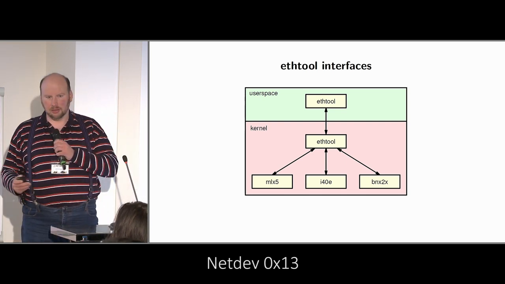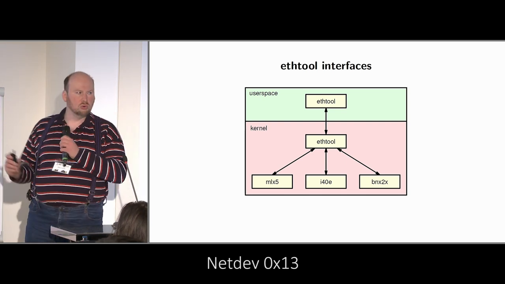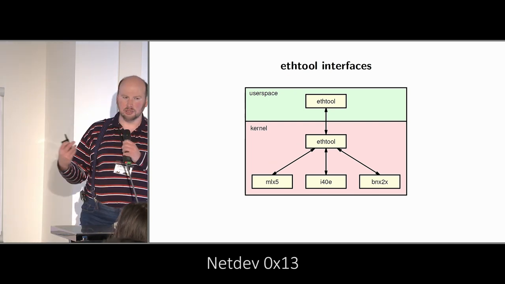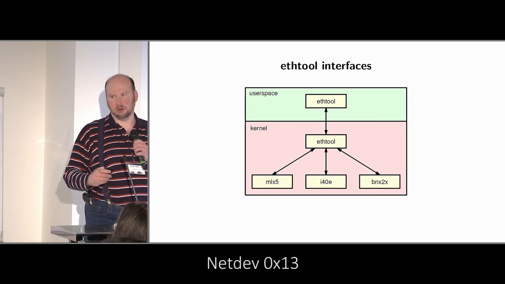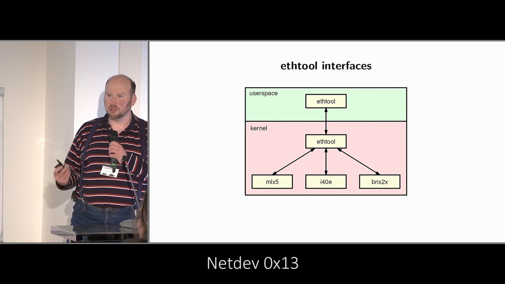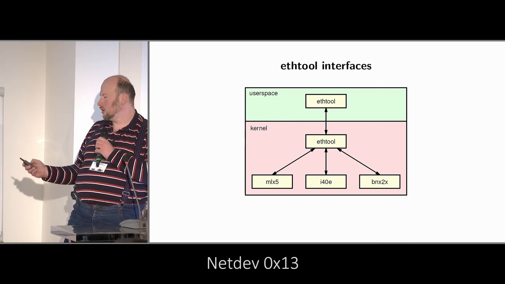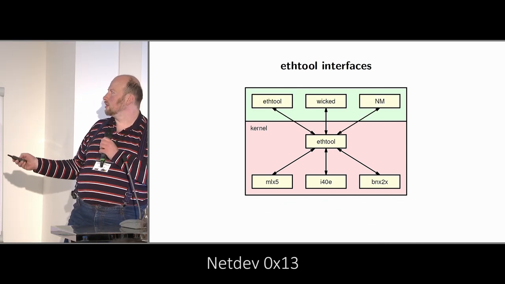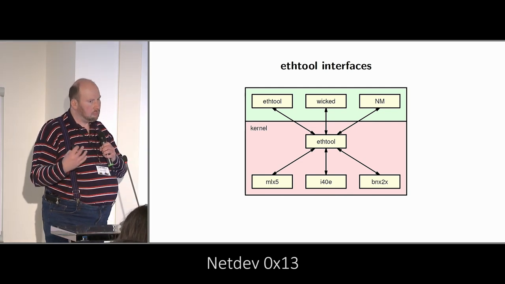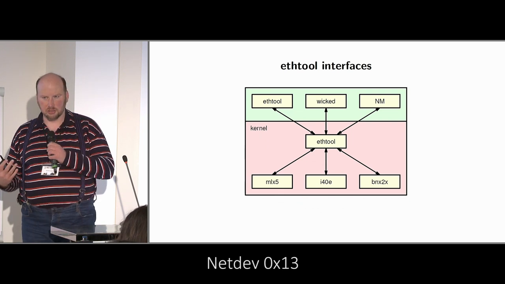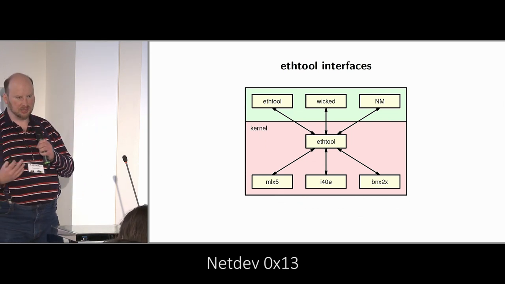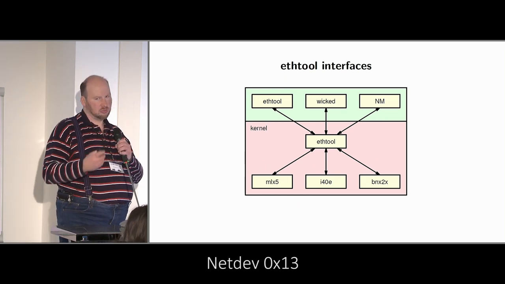So this is what the picture used to look like for long, where we have the ethtool utility in user space. But we shouldn't forget that these days ethtool is not the only user space utility using the interface. So we have others like Wicked, systemd-networkd, NetworkManager, and many distributions are for various reasons moving to some configuration management daemons, which make things more complicated.